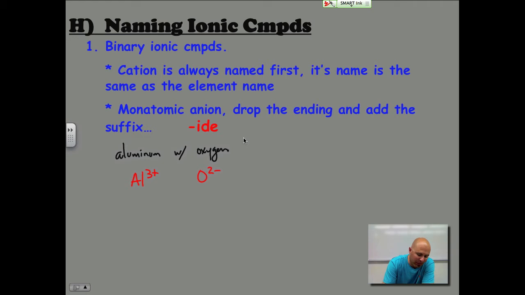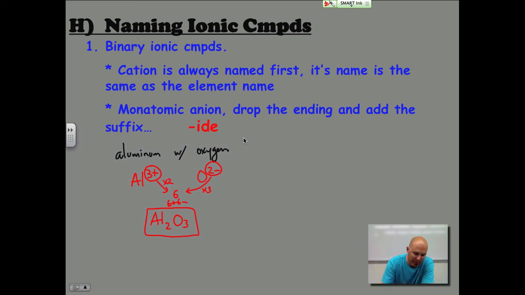So we've got our 3+, our 2-, which of course the least common multiple is 6. We would need 2 aluminums, and we would need 3 oxygens to balance the charges, to make the positives and the negatives cancel out. Right? We got 6+, 6- if we do it this way. So there is your formula for aluminum when it gets together with oxygen.